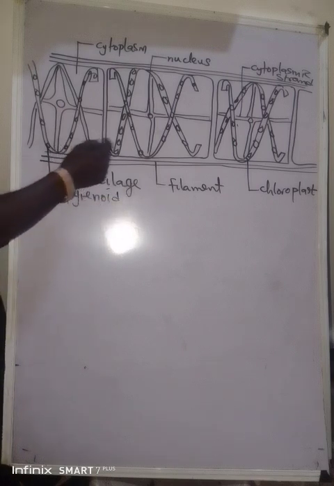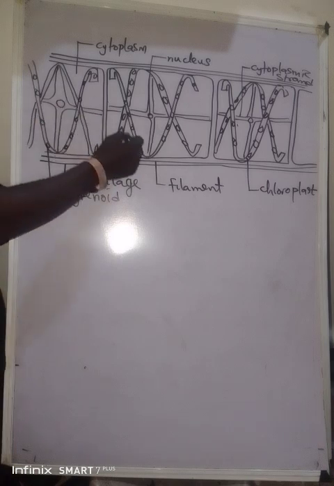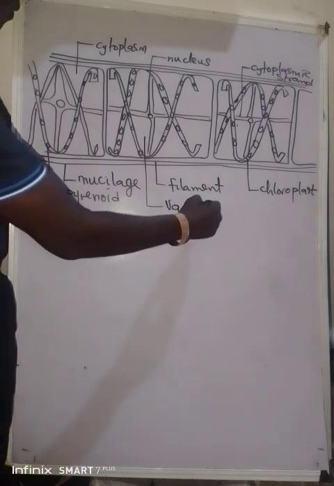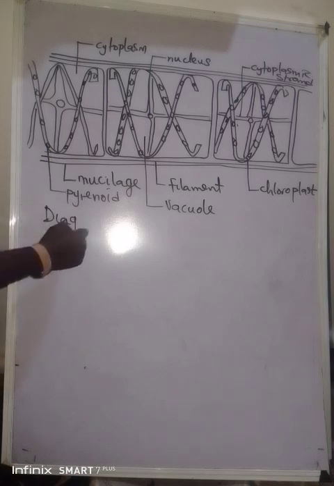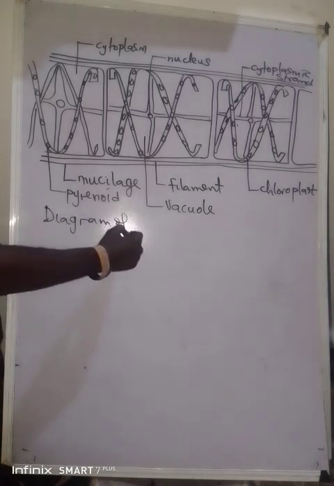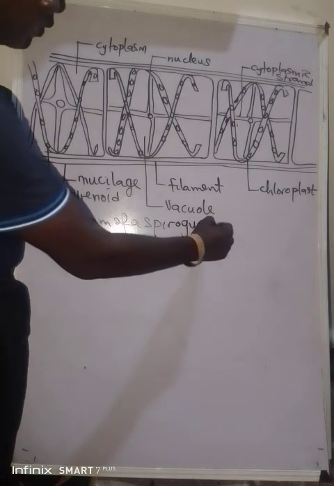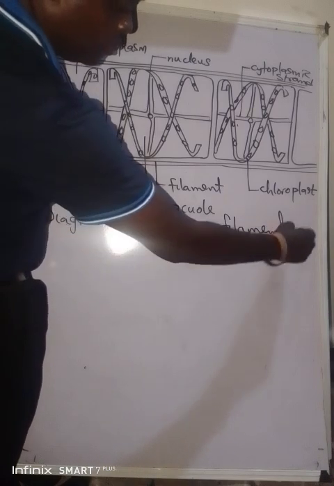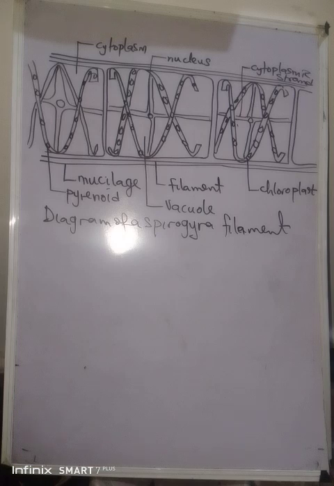Then all this gap in between this star-shaped something is the vacuole. What did I call it? Vacuole. So what you have now is the diagram of a Spirogyra filament. Two parallel filaments inside which you have plenty of cells.